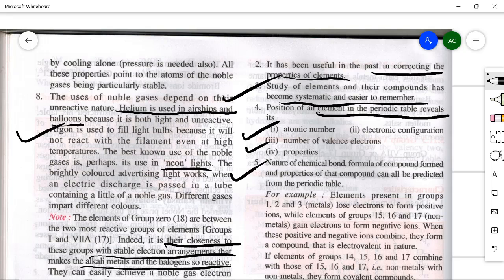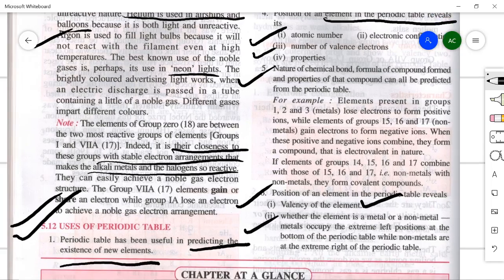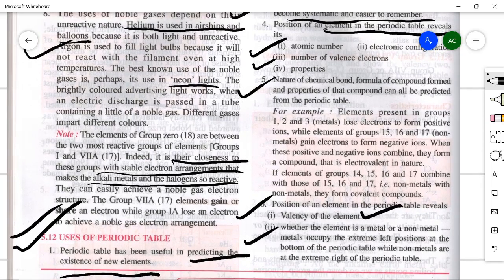Nature of the chemical bond and the formula of a compound can also be predicted. Okay, so these are some of the importance of the periodic table. Then the position of the elements in the periodic table tells about the valency also, and whether the element is a metal or a non-metal. So all these points you have to remember and learn.